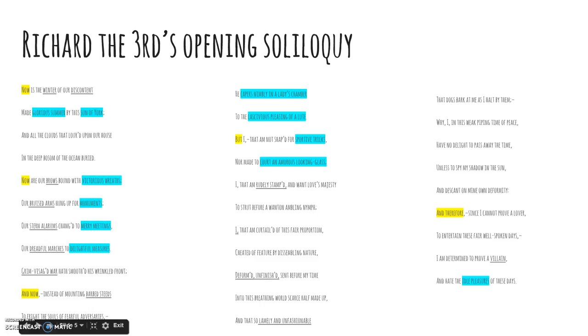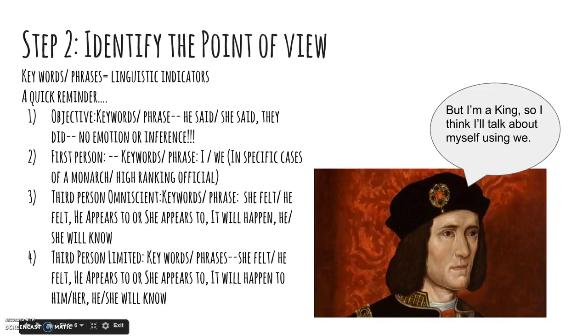Again, reading for transition words and mood are simple techniques that help a reader to pick apart the meaning of a poem or soliloquy. The second step is to identify the point of view. Look back to your given literary text, and notice there are linguistic indicators for each of the 4 points of view.